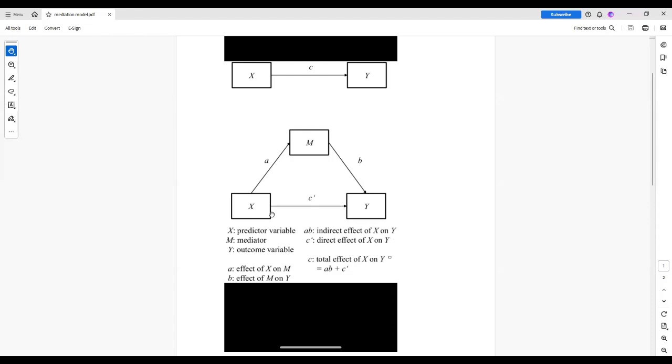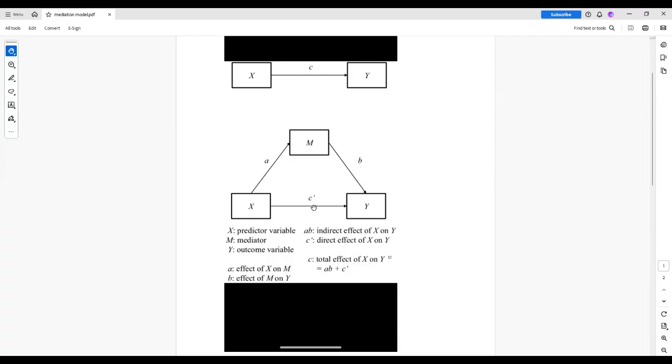That means that some proportion of the effects of my IV on DV can be explained through the mediator, but not all of that. Some other proportion can be either because of the natural direct effects of my IV on DV, or it can be due to some other mediators that have not been included in my model. So that's why my C prime is still significant.